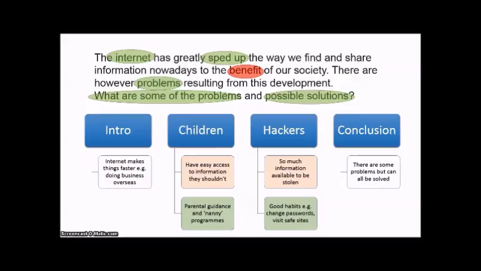When we look at this plan, we can see that we would probably have 6 paragraphs in our essay. We'd have the introduction. We would talk about the problems and solutions of children. Now, these could go together if you don't have a lot of information in each part. We'd then talk about hackers and the conclusion. What we don't talk about is benefits, because benefits does not help us answer the question.